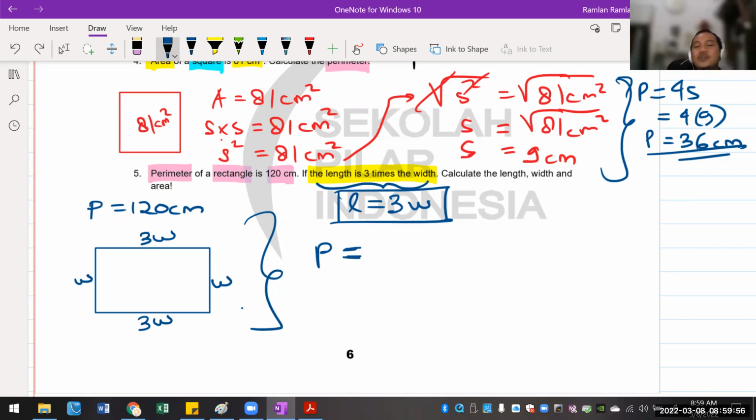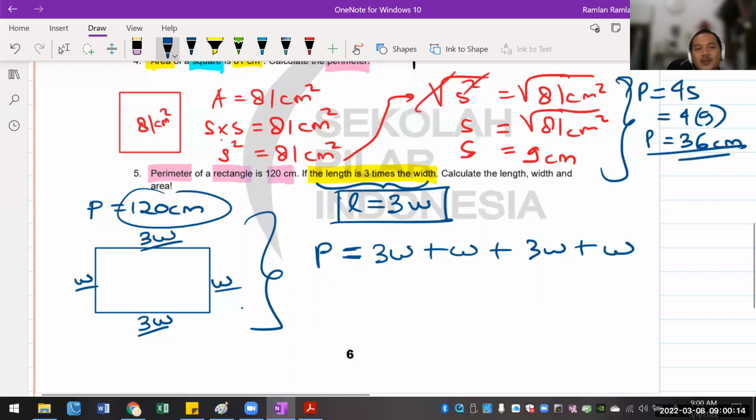So it's just adding all of the sides, right? And then we know that the perimeter is 120. Ari already gave the answer, thank you. So P is going to be, if I start from here, 3W, add that with W, add that with 3W, and then add that with W. Because we know that the perimeter is 120, that will be equal to 120.